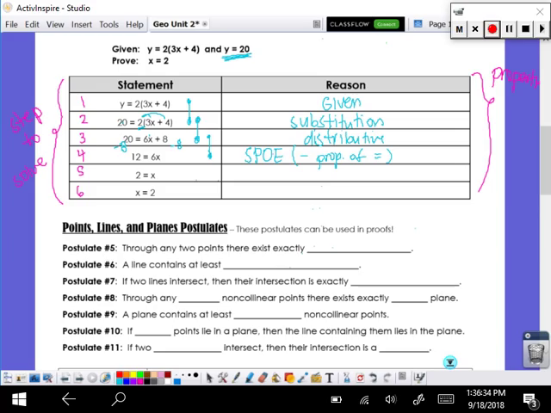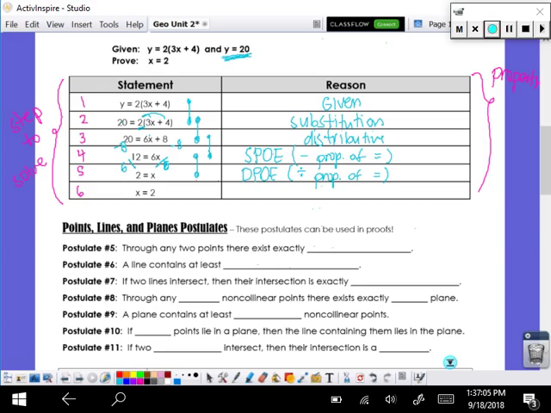Two more. To go from 4 to 5, I went from 12 to 2 and 6x to just x. Well, I know to get just an x, I have to divide that right side by 6. If I divide the right by 6, I also need to divide the left by 6. So when you divide on both sides, that is the division property of equality.